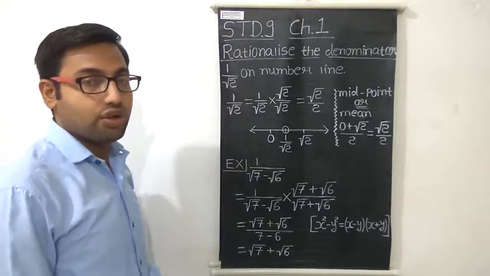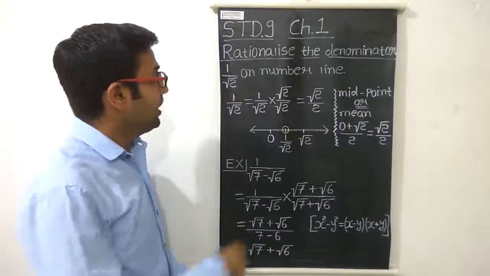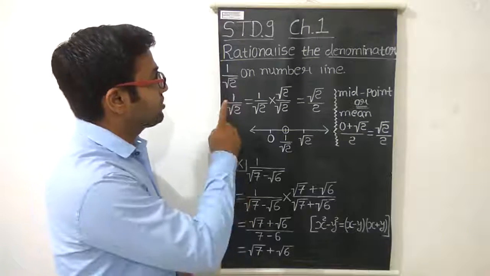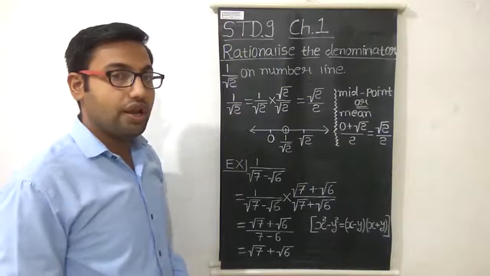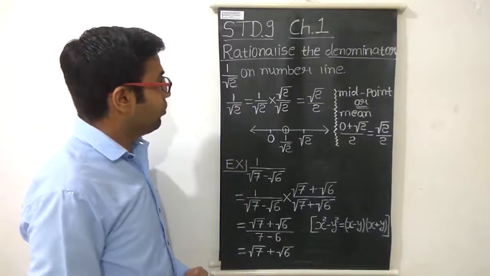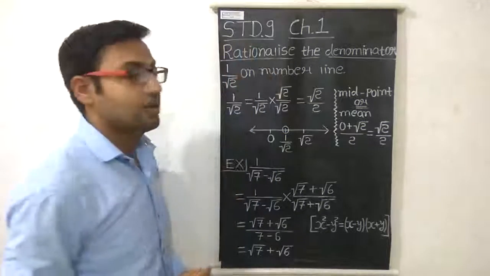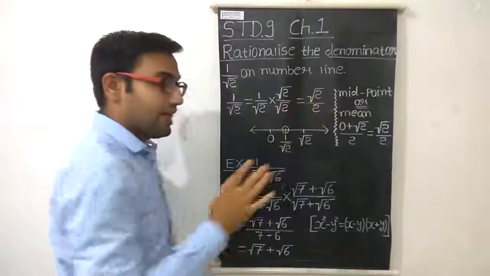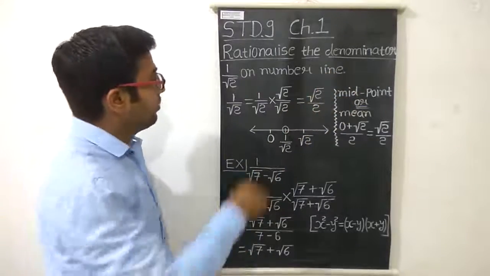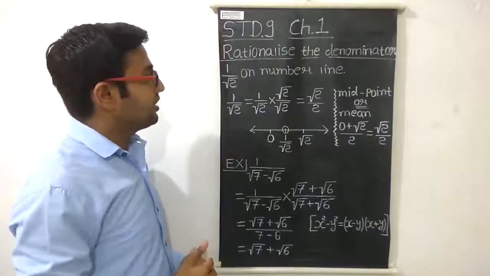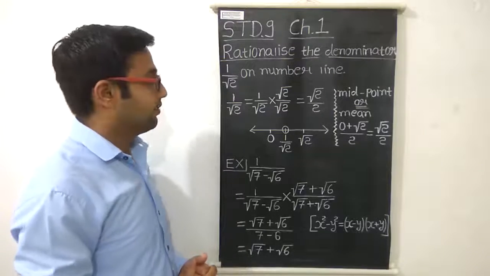Hello students, today we will study about rationalize the denominator. This is the topic of standard 9, chapter number 1, number systems. So what is the meaning of this word rationalize? Denominator, that we know now very well, but to understand what rationalize means, let's take an example.